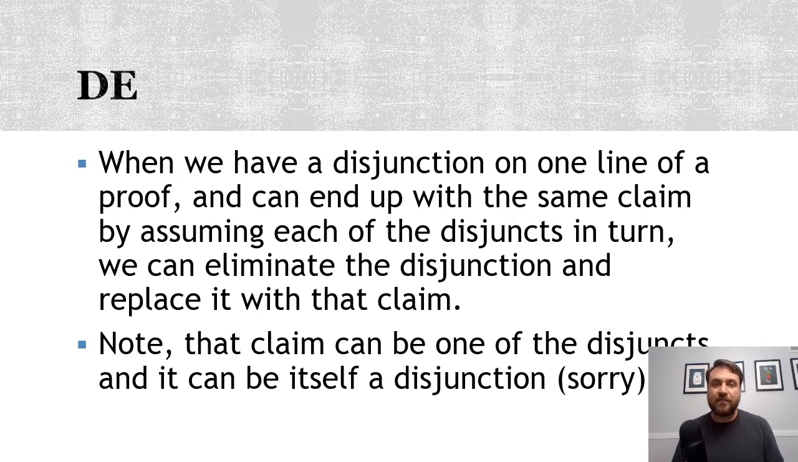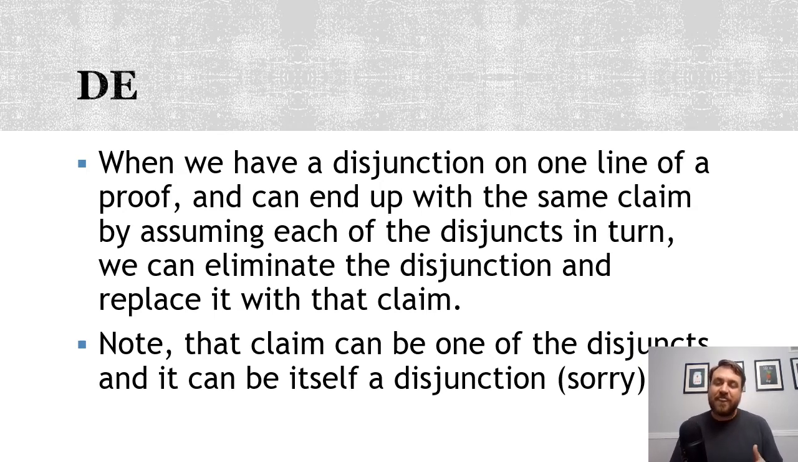Well, then you can stop saying P or Q and just say P instead. That sometimes happens in a proof. That claim can also be itself a disjunction, right? You can say, well, look, if we want to assume P or Q, and if you assume P, you get R wedge S, and if you assume Q, you get R wedge S. Well, then you can stop saying P or Q and just say R wedge S instead, right?